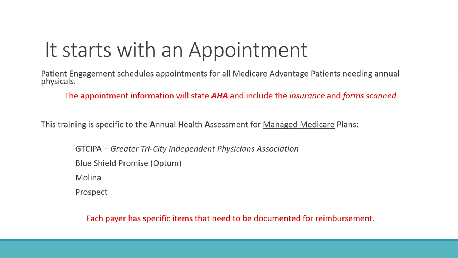Again, this training is specific to the annual health assessment visit for managed Medicare plans. These include Greater Tri-City IPA, Blue Shield Promise, Molina, and Prospect. Each one of these payers has specific items that need to be documented in order for us to get reimbursed.